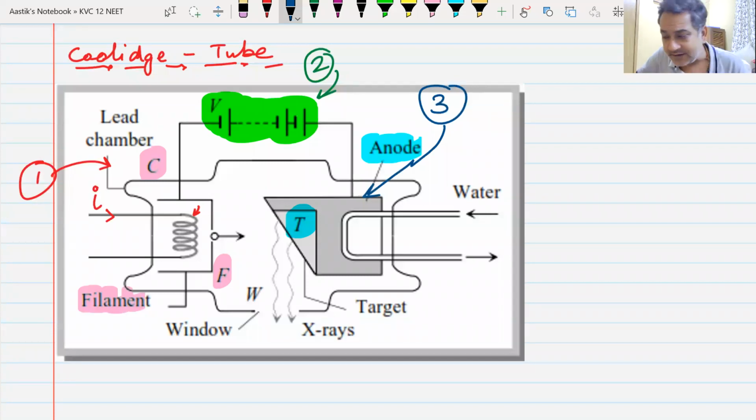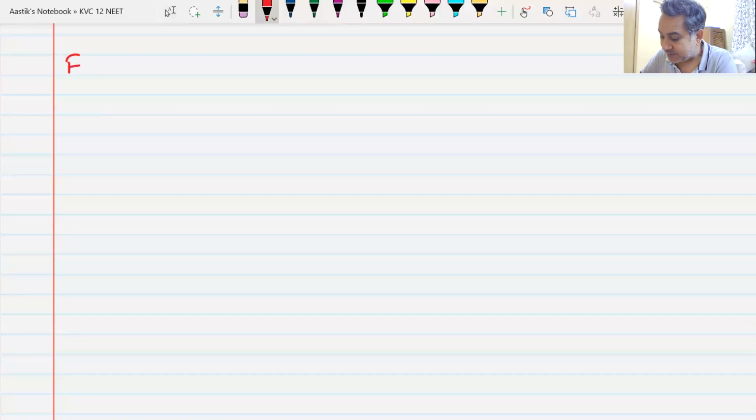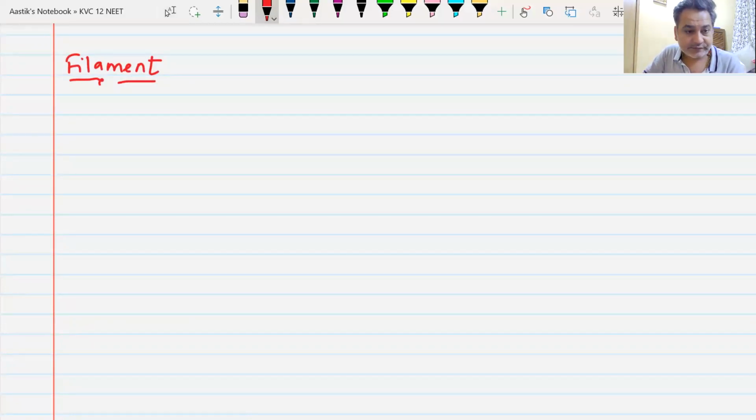You mark these three elements. We have seen what we need to produce X-rays. Now let us note point by point their importance and what they are doing in this Coolidge tube. So let us now note them. The first element in this thing is the filament. So write the heading filament.